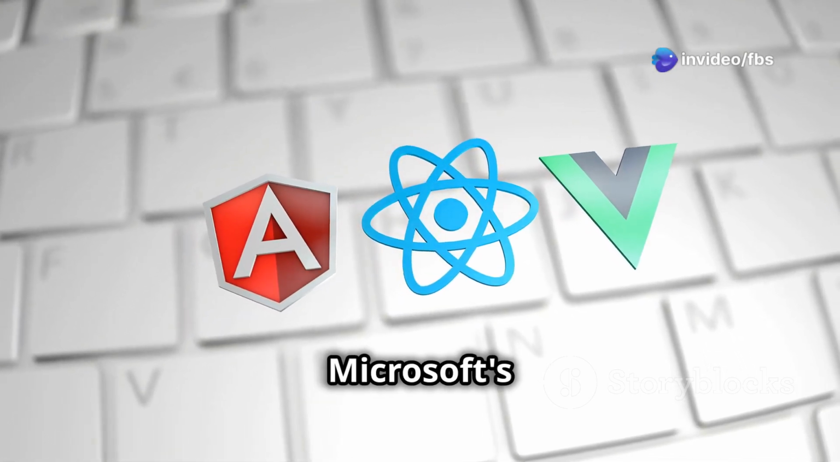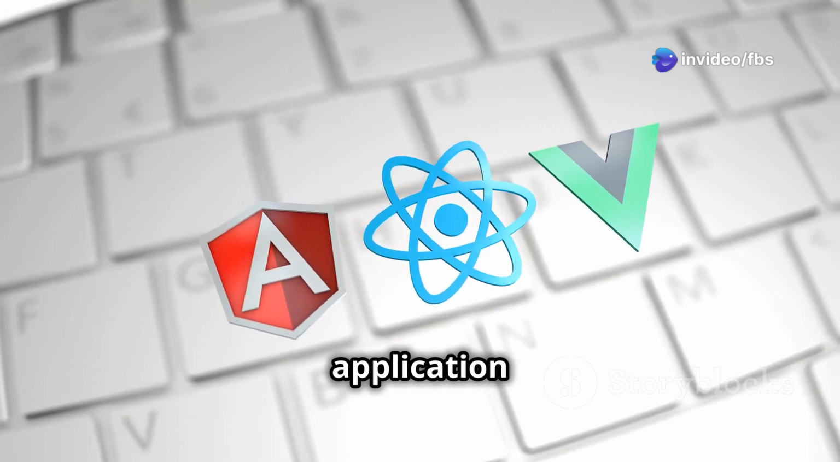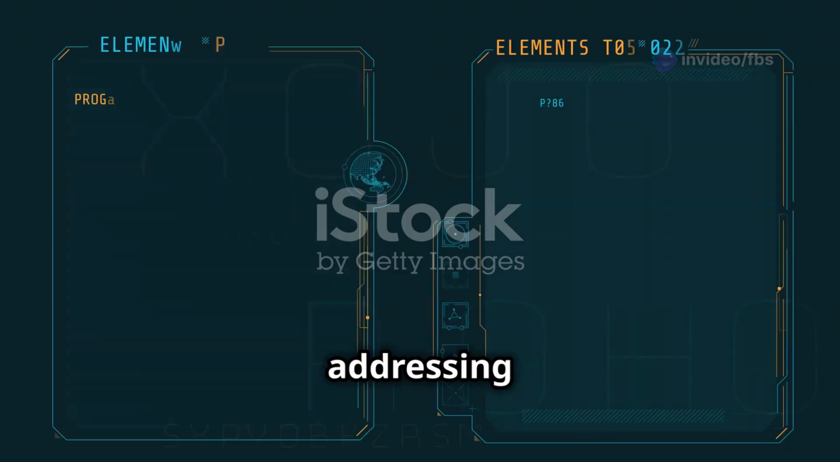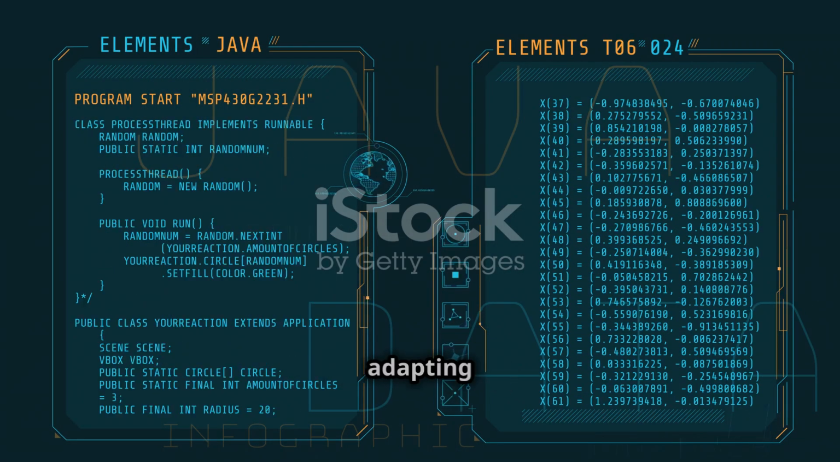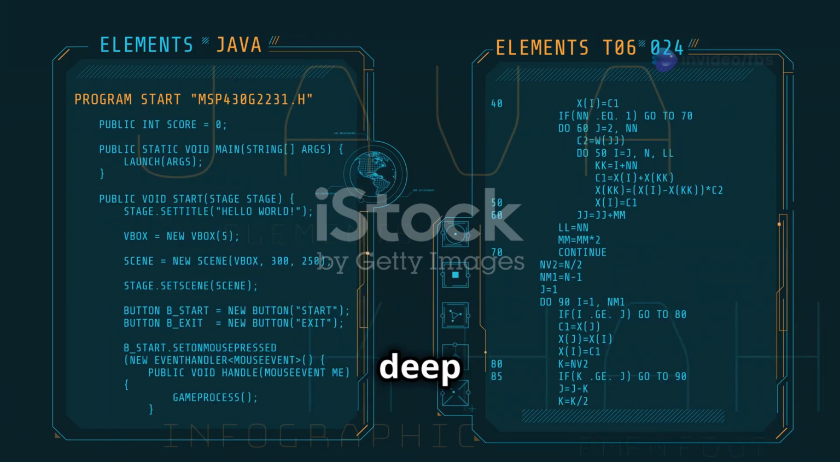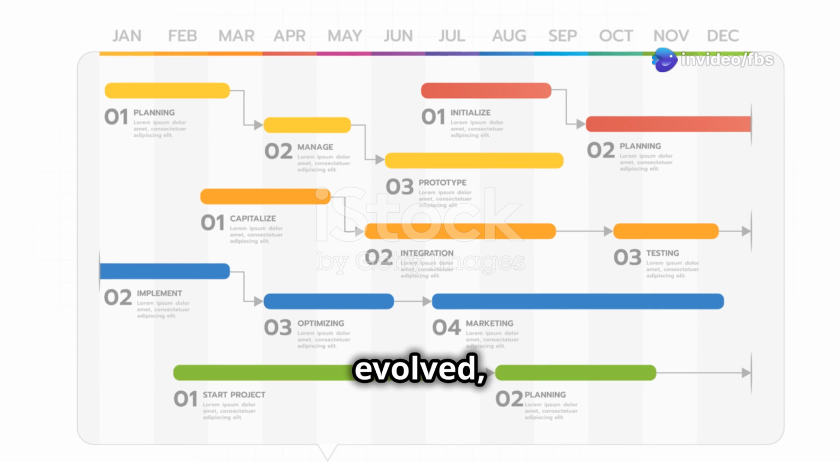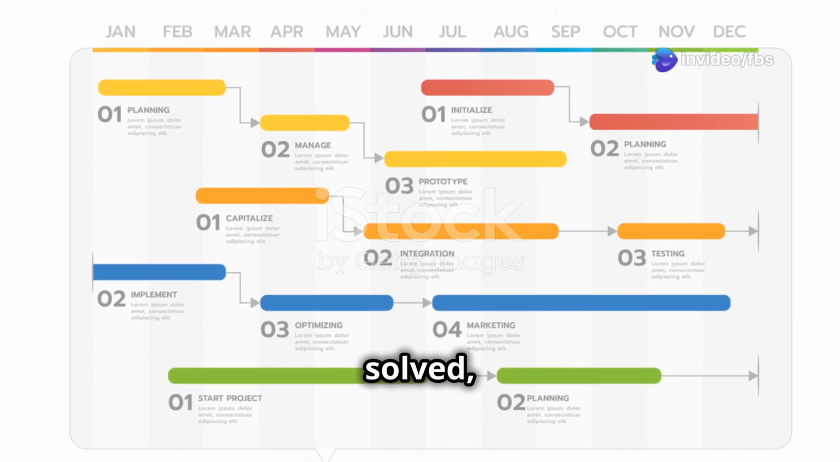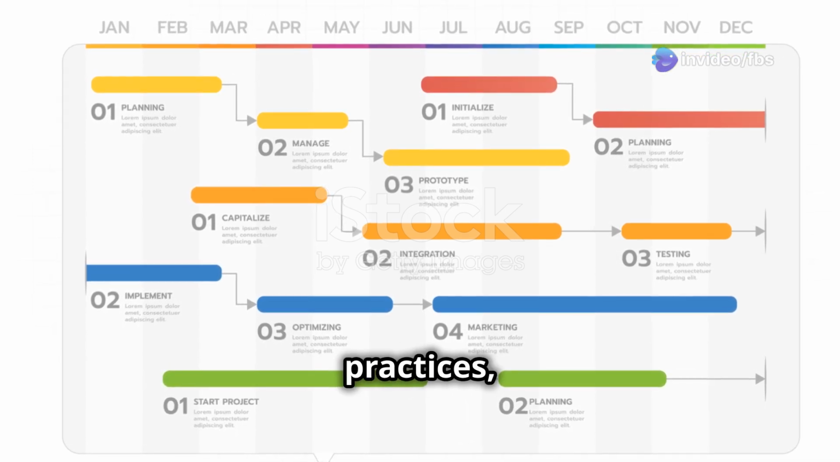The evolution of Microsoft's frameworks for web and application development is a story of addressing technological challenges, adapting to industry trends, and driving innovation. Here's a deep dive into how each framework evolved, what problems it solved, how it impacted development practices, and how it shaped the industry.